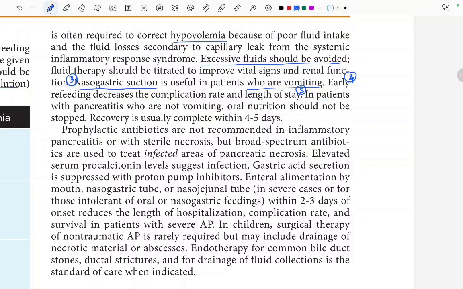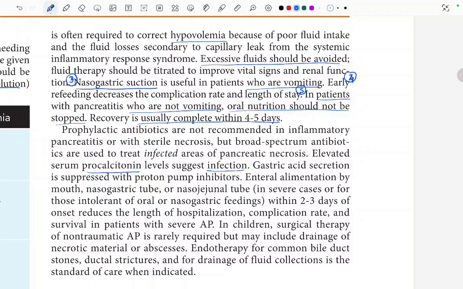In patients who are not vomiting, oral nutrition should not be stopped, and recovery is usually complete within 4 to 5 days. Prophylactic antibiotics are not recommended in inflammatory pancreatitis or with sterile necrosis, but broad spectrum antibiotics are used to treat the infected areas of the pancreatic necrosis. Elevated serum procalcitonin levels suggest infection.